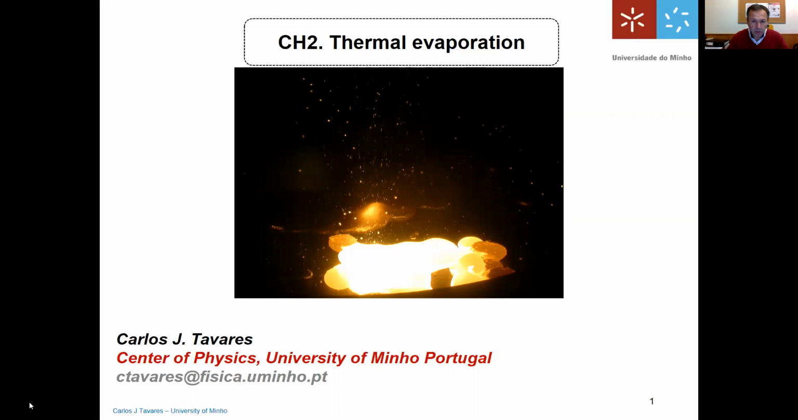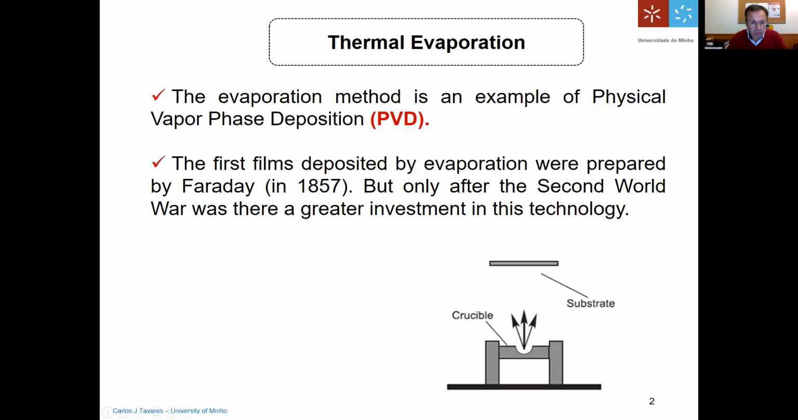I'll give you some insight on this evaporation process, the different types of evaporation processes, and how you can make this kind of deposition by evaporation. So as the name says, it's a physical vapor phase deposition. As in the case of sputtering, it's also a PVD method. The first films deposited by evaporation were prepared by Faraday in the middle of the 19th century. But only after the Second World War was there a great investment in this technology for the industry.